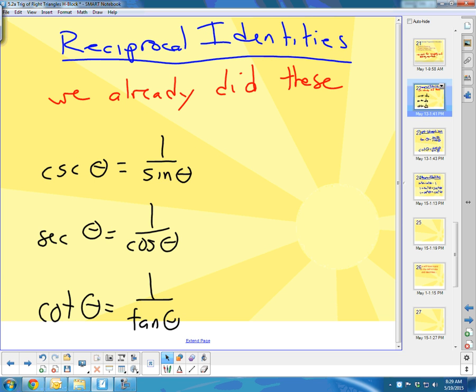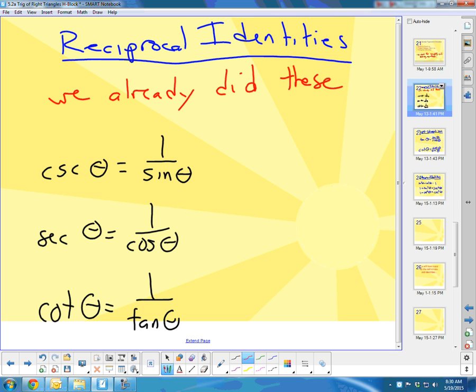The first category, the reciprocal identities, in the case of my class, we had already gone through these. Cosecant of theta equals 1 over sine of theta, secant of theta equals 1 over cosine of theta, and cotangent of theta equals 1 over tangent of theta.